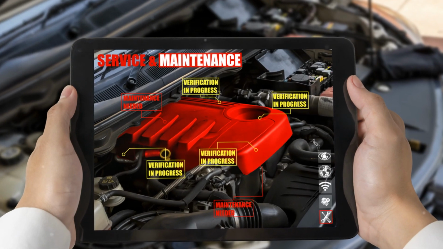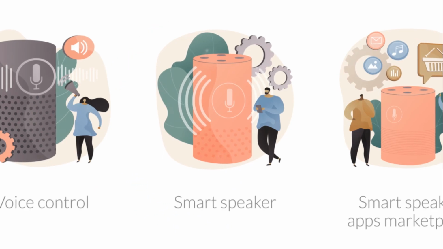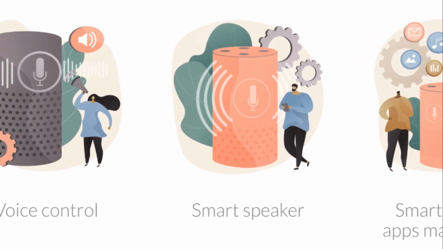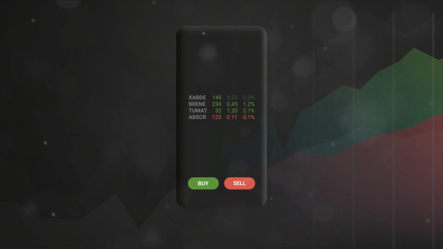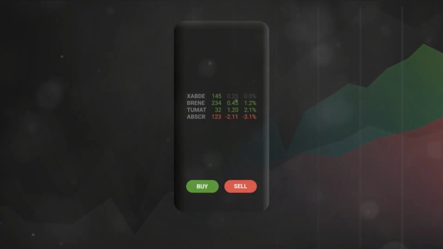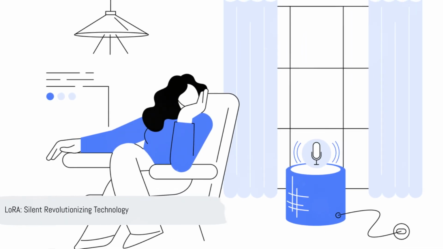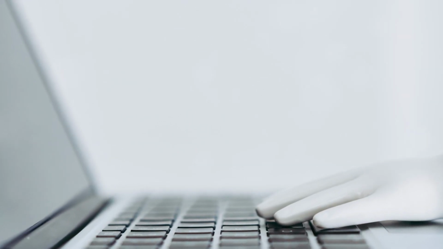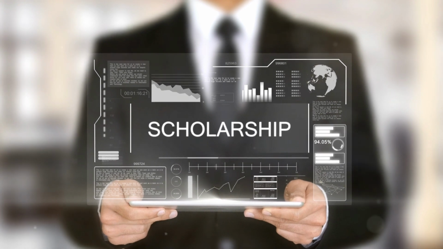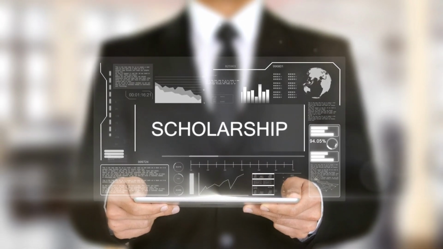Its capability to adapt and learn from high-dimensional data is what sets it apart and makes it a crucial component of these technologies. So, whether you're using a virtual assistant, driving an autonomous vehicle, or even making a financial investment, chances are LoRa has played a part in it. It's fascinating to think about how this technology, often unseen and unheard, is silently revolutionizing our world. As we can see, LoRa is not just a concept, but a driving force behind many of the technologies we use today. LoRa, an unsung hero, quietly revolutionizing technology.